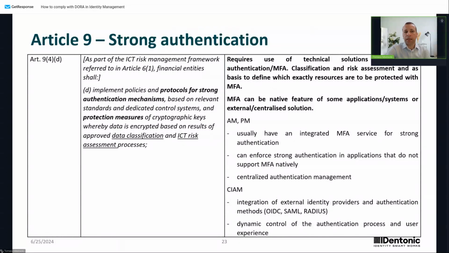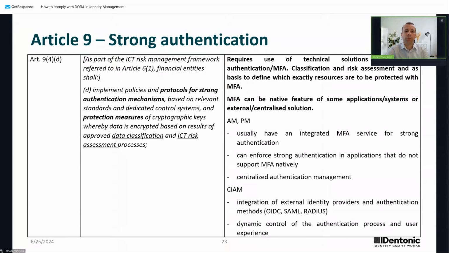Then we have Article 9, still Article 9, but speaking about strong authentication. And it says directly, you need to implement not only policies, but also protocols for strong authentication mechanisms. So it's a direct requirement of use of technical solutions for strong authentication or multi-factor authentication.